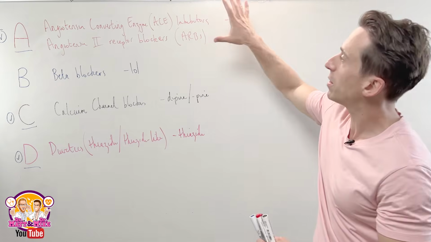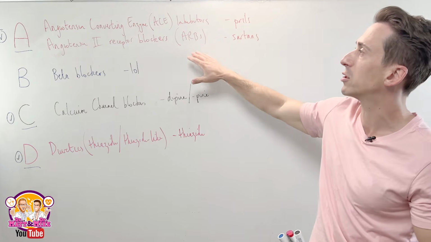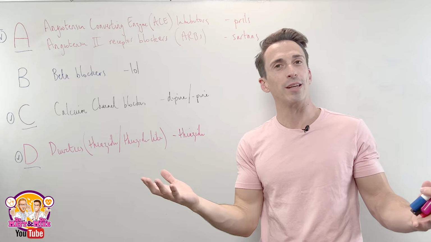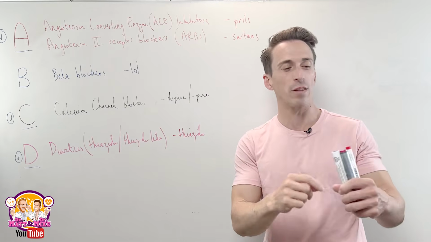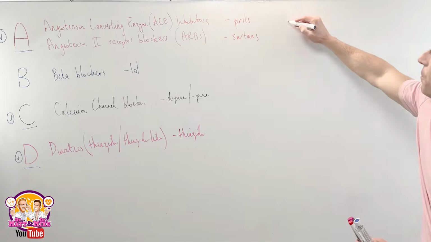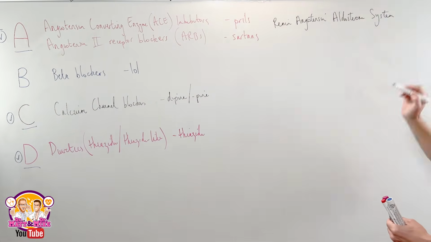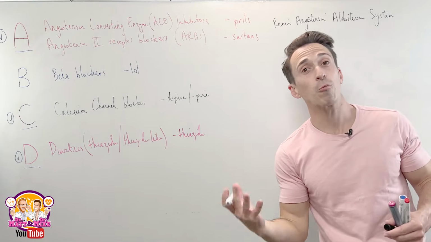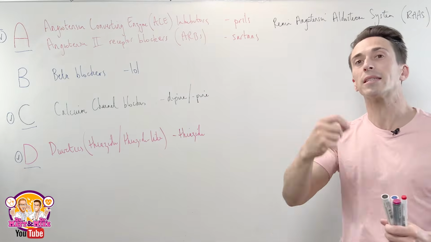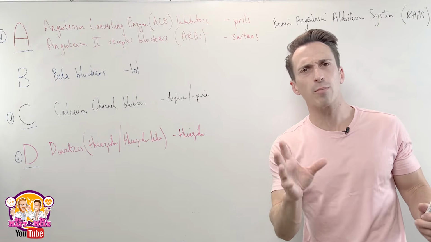So let's start with the A. Both of these, angiotensin converting enzyme inhibitors and angiotensin II receptor blockers, work in the same pathway, which is pretty easy for us to understand. And that pathway is that of the renin angiotensin aldosterone system, sometimes just referred to as the RAS. Now, importantly, this system kicks into play when your blood pressure drops. In actual fact, it's regulated by the kidneys.